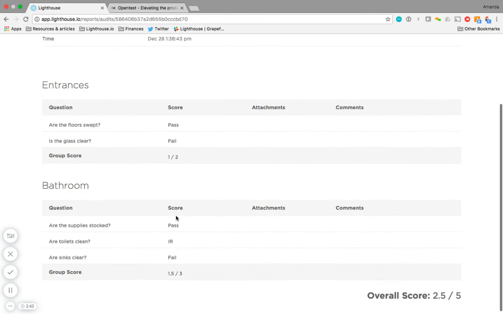and the total score is 1 out of 2. Moving down to my bathrooms, where we said the toilets needed improvement, that only got half of a point out of the total weight, and the total group score came to 1.5 out of 3, meaning this overall audit received an overall value of 2.5 out of 5. The bathrooms were worth more than the entrances relatively.